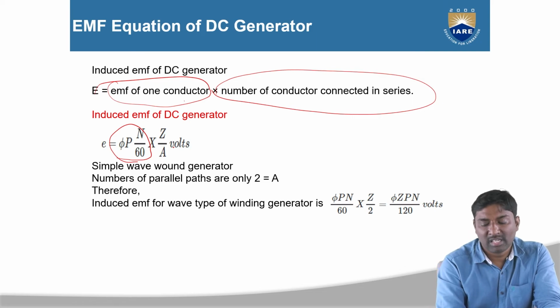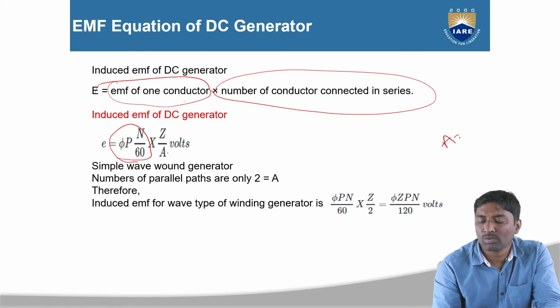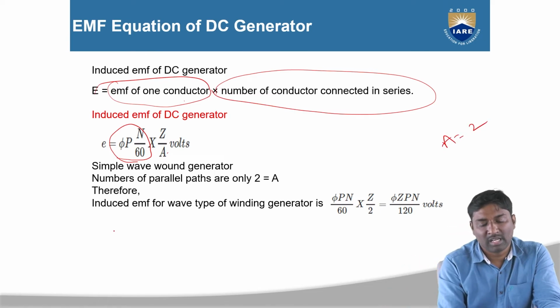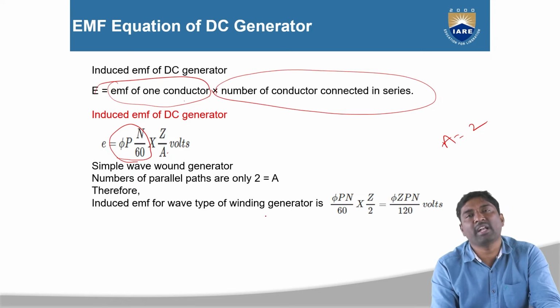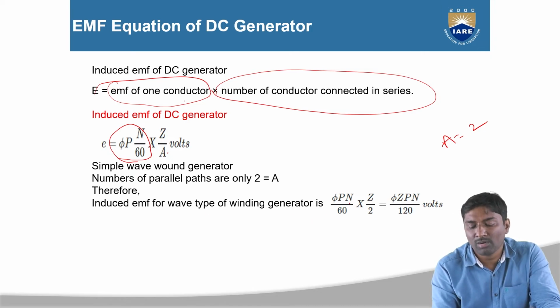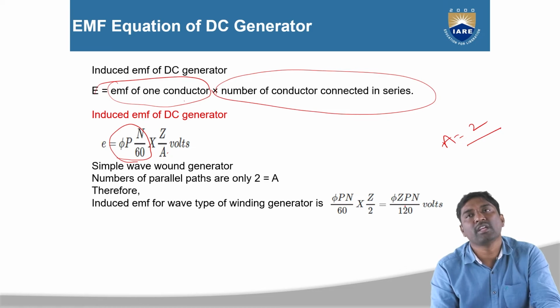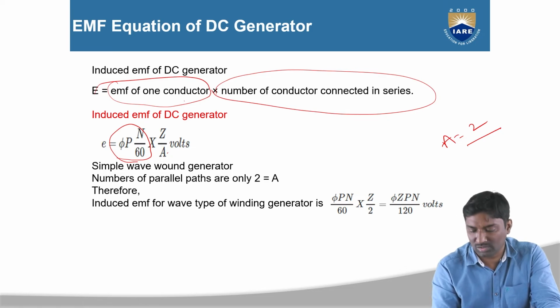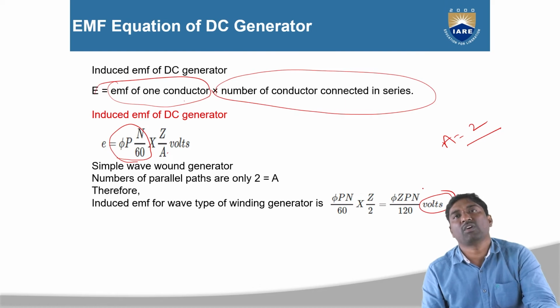For example, this is the wave type of the DC generator. The number of parallel paths is A equal to 2. Therefore, the induced EMF for wave type winding of the DC generator is φ into P into N by 60 into Z by A, where A is equal to 2, that is Z by 2. That is PφNZ divided by 120. The unit for induced EMF is volts. This is for wave winding.